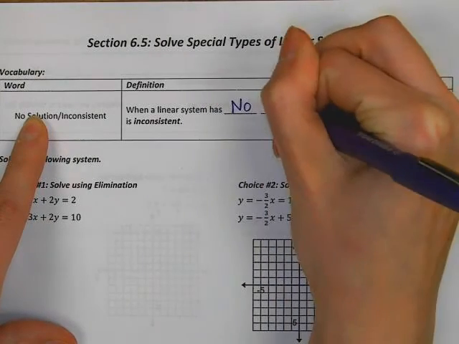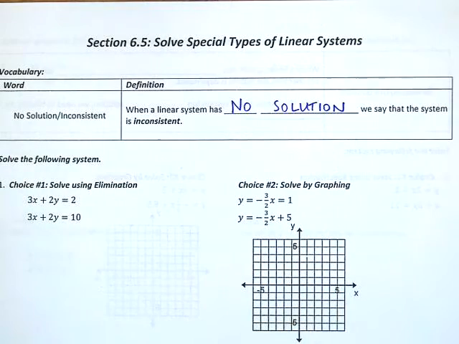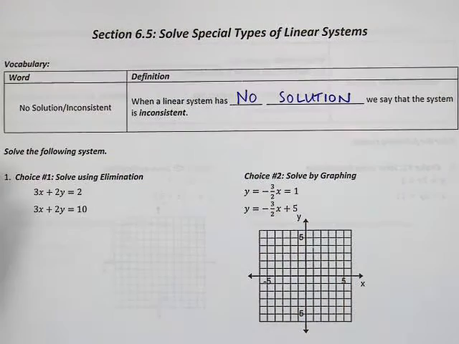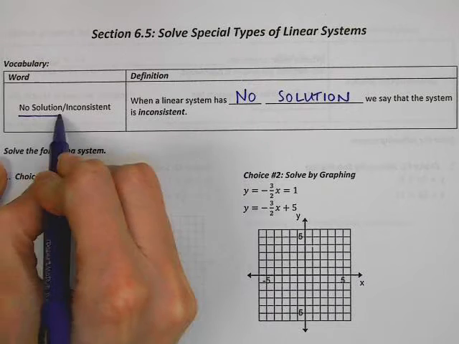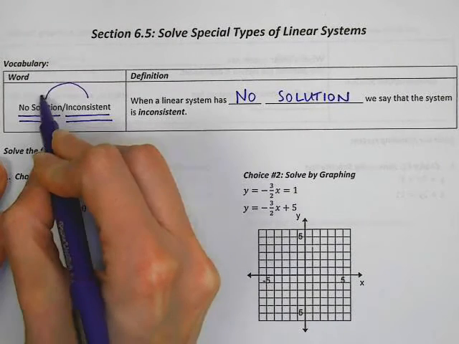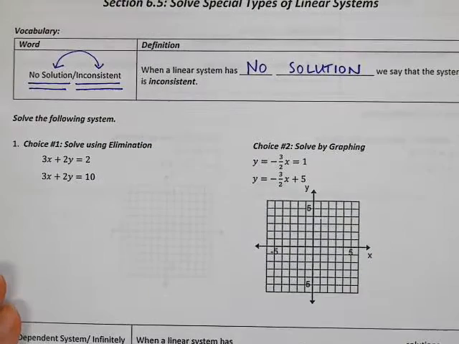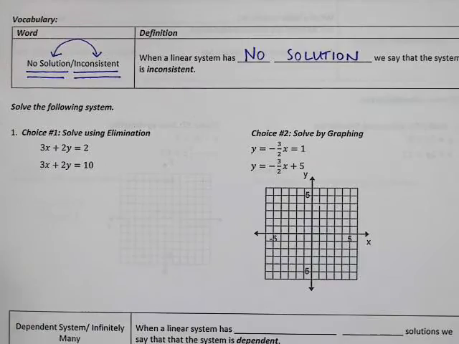So when a system has no solution, we say that it is inconsistent. Okay, and these mean the same thing. If you want to say no solution, or if you'd rather say inconsistent, I don't care. They're interchangeable for this. So let's see what it looks like when you solve a system and you get no solution. Okay, so number one, we're going to solve by elimination.